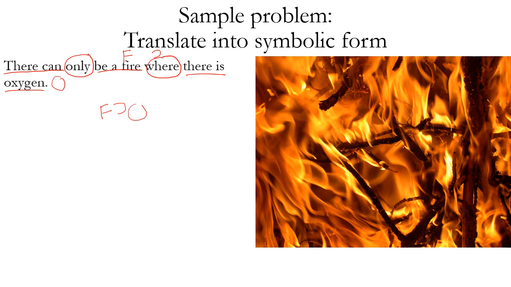And we can reword this to understand that this is the correct translation. F horseshoe O can also be expressed as if there is a fire, then there's oxygen. Also, we could say there is a fire only if there is oxygen. And both of those you can see have the same basic meaning as there can only be a fire where there is oxygen. So it gives us further confirmation this is the correct translation.